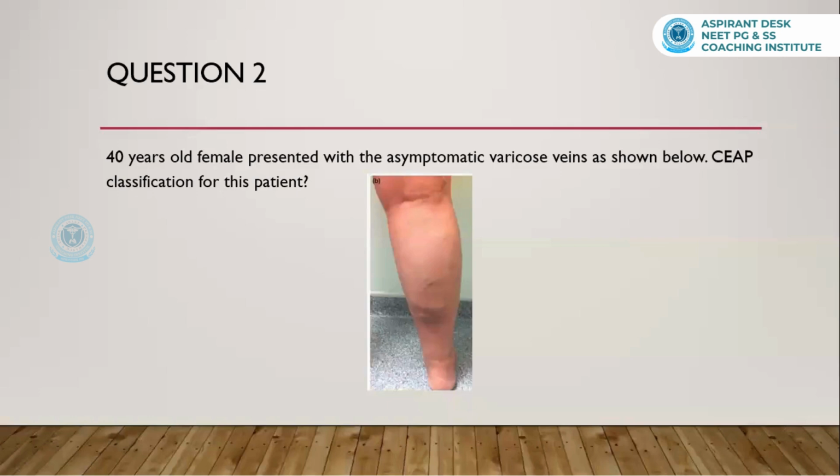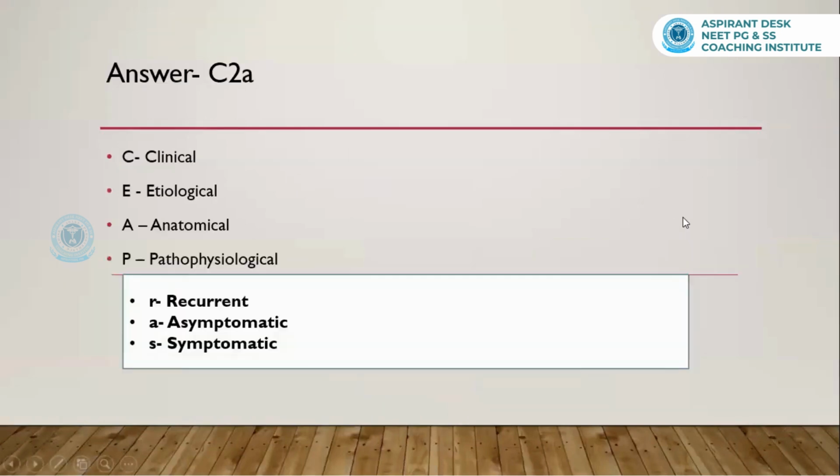So we'll move into that classification, the CEAP classification. C stands for clinical, E for etiological, A for anatomical, and P for pathophysiological. The other subclassification is R, A, and S. R is for recurrent. For example, if there is a venous ulcer, we should give the R subscript to mention it as recurrent ulcers. A is mainly for asymptomatic and S is for symptomatic.